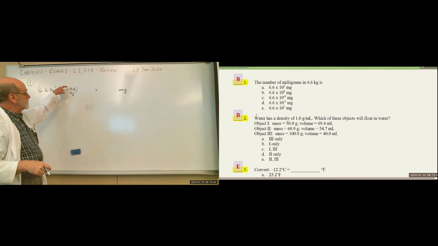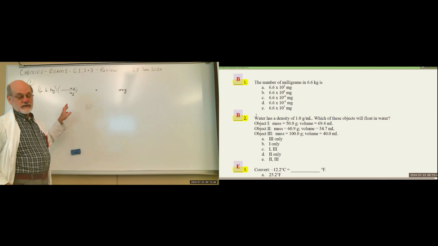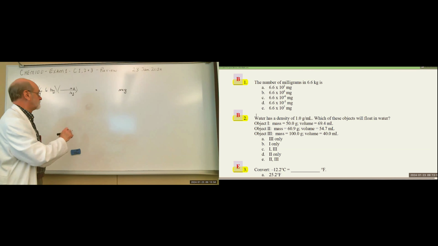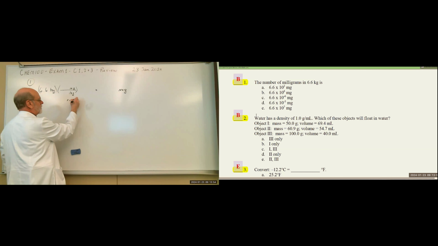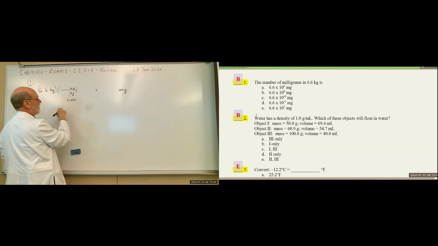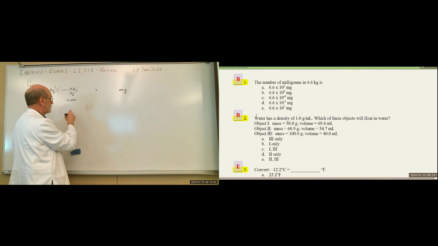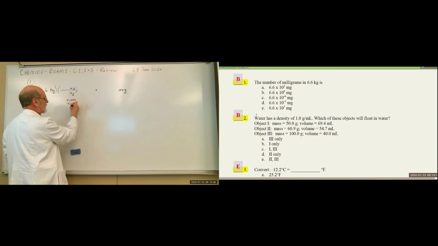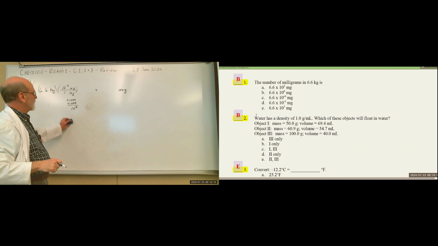Now we need the relationship between milligrams and kilograms. So how many milligrams in a kilogram? Well, kilo means times 1,000. So there are 1,000 grams in a kilogram. But there are 1,000 milligrams in a gram. So that's 10 to the 6th. We actually have 10 to the 6th milligrams in a kilogram.